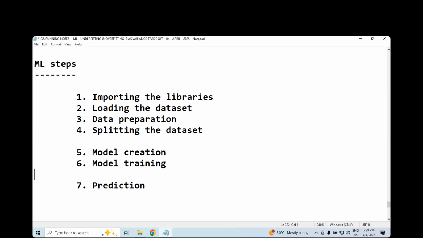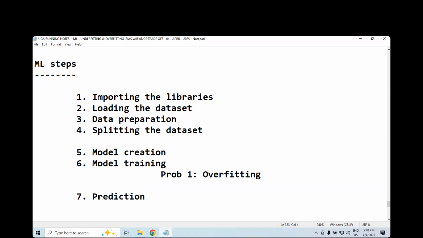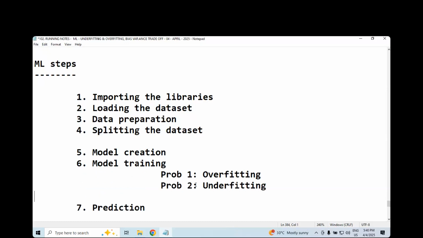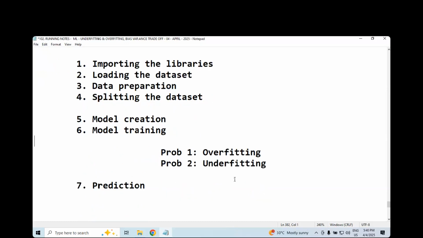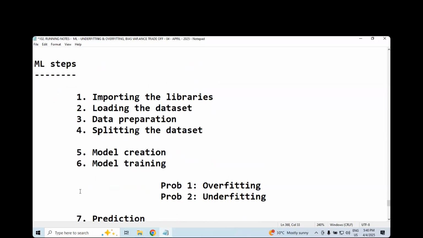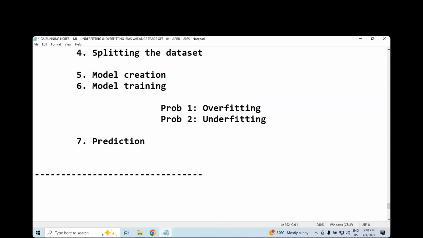During training, get ready, a model may face two problems. Problem number one, I already covered. What is problem number one? Overfitting. The next one, problem number two, underfitting. There may be a chance of these two problems. I hope we already covered this yesterday. What do you mean by overfitting and underfitting? So simple, understand this one.